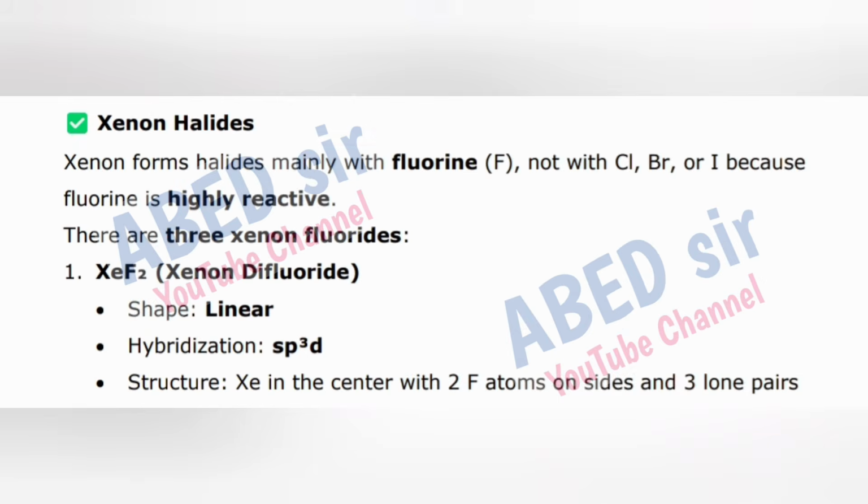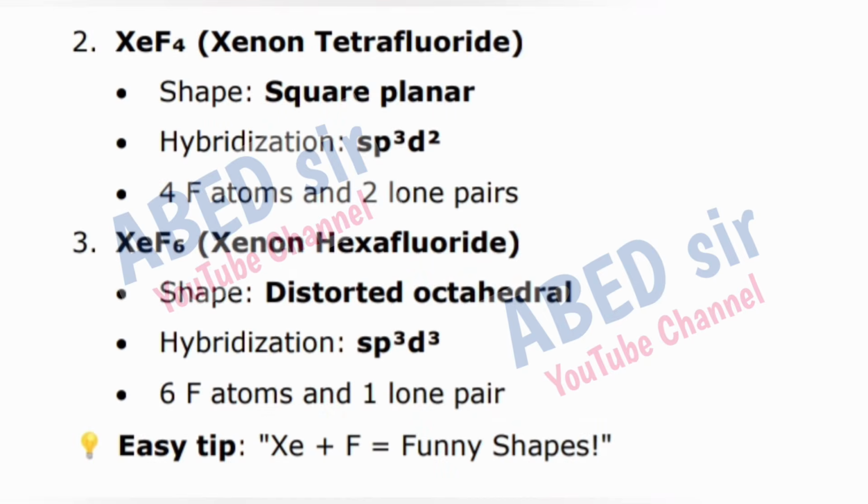Xenon halides. Xenon forms halides mainly with fluorine, F, not with Cl, Br, or I because fluorine is highly reactive. There are 3 xenon fluorides. 1. XeF₂, xenon difluoride. Shape, linear. Hybridization, sp³d. Structure, Xe in the center with 2 F atoms on sides and 3 lone pairs. 2. XeF₄, xenon tetrafluoride. Shape, square planar. Hybridization, sp³d².